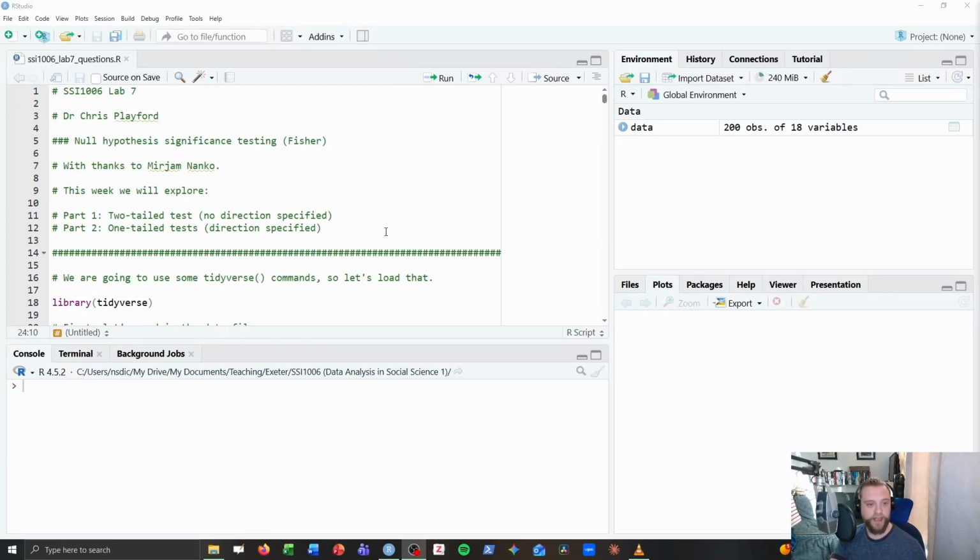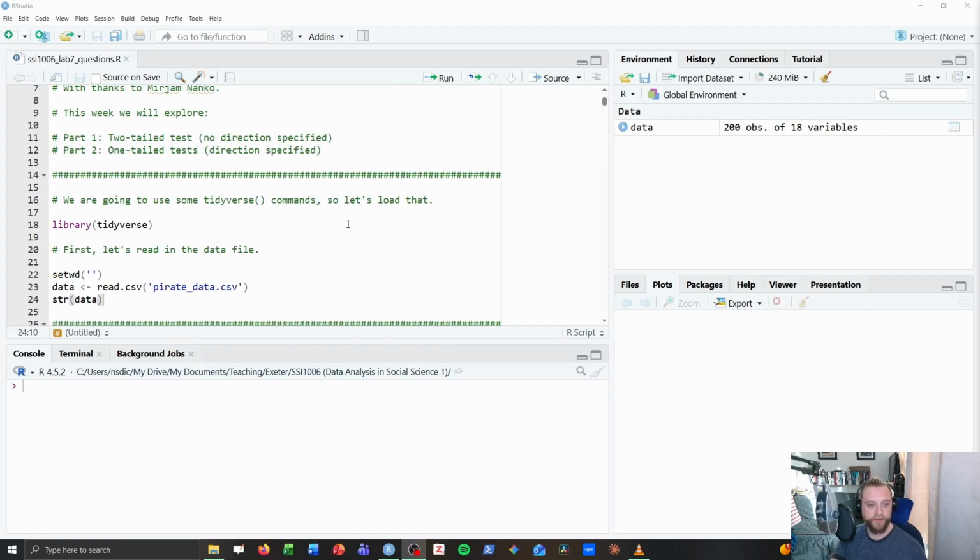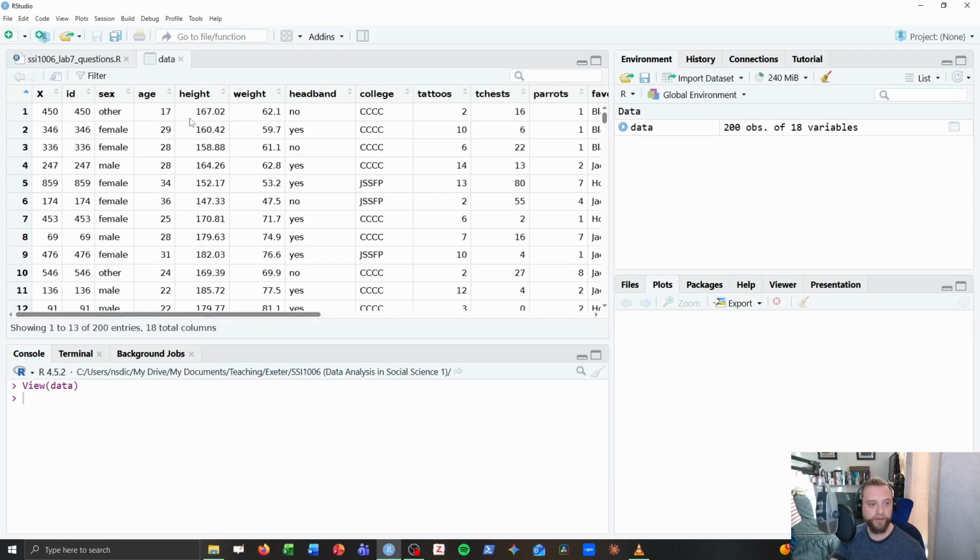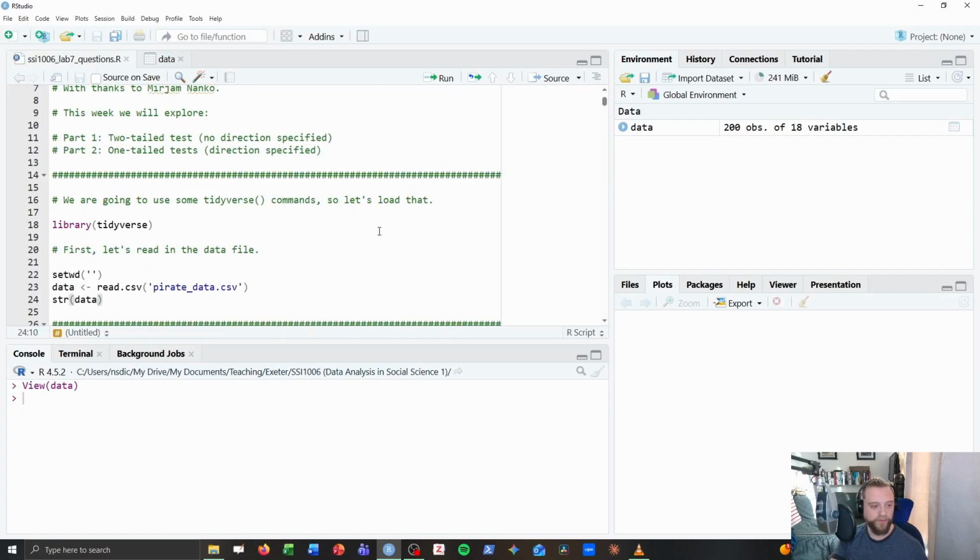Okay, so in this lab, we're going to take a look at t-tests. Specifically, we're going to have a look at t-tests where we only have one sample, but we're testing it against a population mean. So in all of these examples, we're going to imagine that our data here, which is on pirates, so we have sort of unique identifiers, sex, age, height, weight, is a sample of pirates.